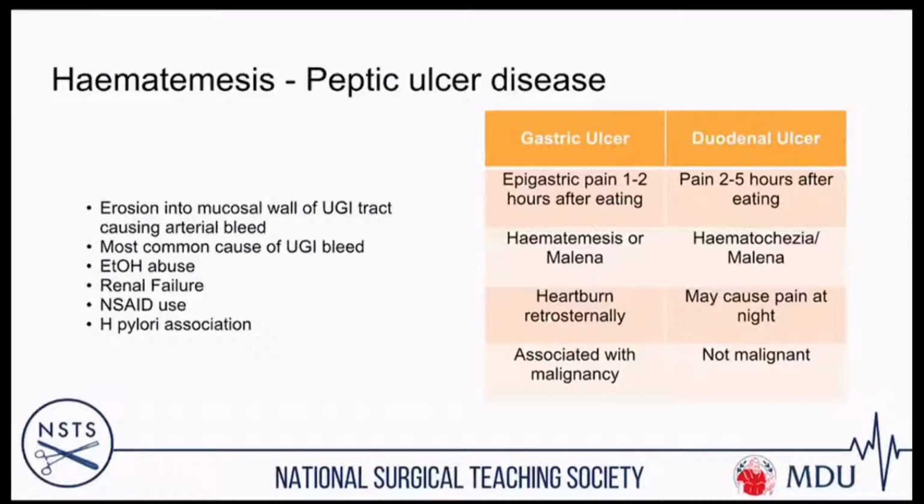Similarly, you tend not to get the retrosternal heartburn typical with a duodenal ulcer, which might help with differentiating. And the important reason for differentiating between them, especially if you're seeing them from a primary care perspective, if you're on your GP placement, is that gastric ulcers can be associated with a malignancy. So it's worth looking at a few of the other red flags, which we'll go through.